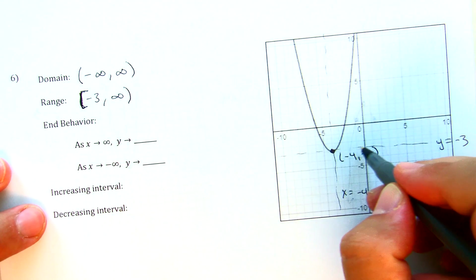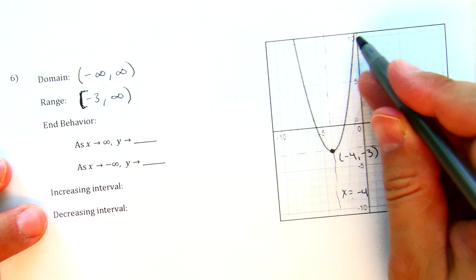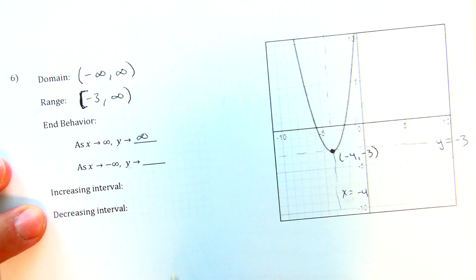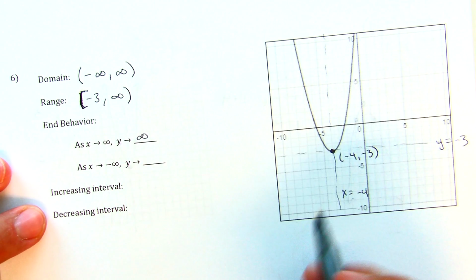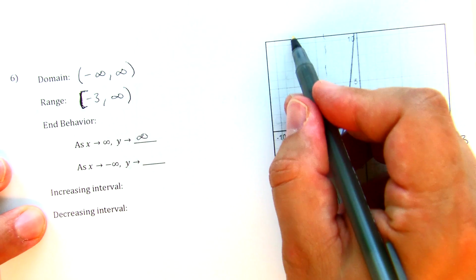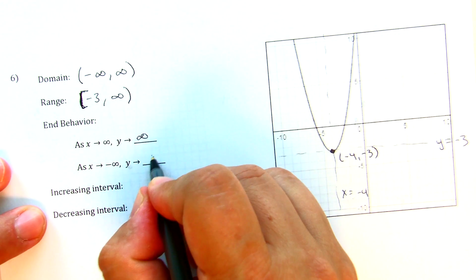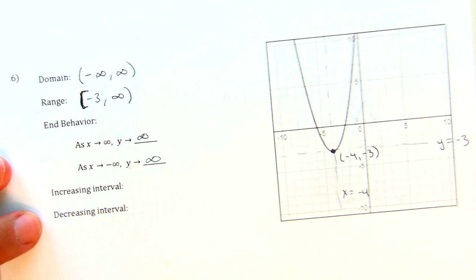As I go to the right, as x goes towards infinity, y gets bigger and bigger, right? So y is going towards positive infinity. As I go towards the left, y is still getting bigger and bigger, so it's going towards positive infinity.